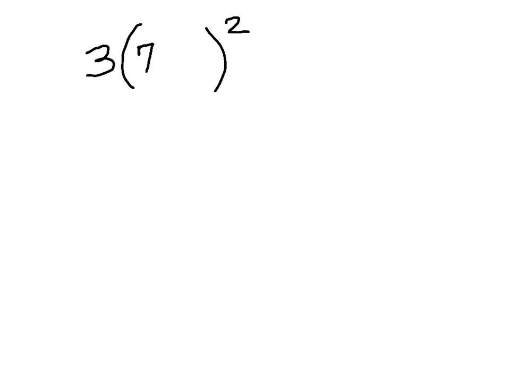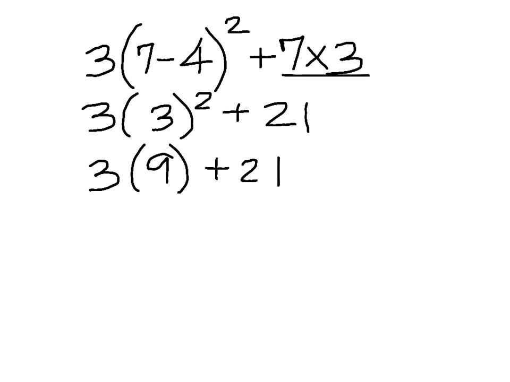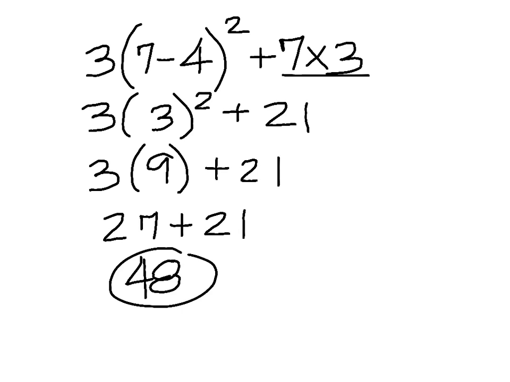3 times the quantity squared of 7 minus 4. Close the quantity and add 7 times 3. On the bonus problem, go to the parentheses first. 7 minus 4 is 3. You can do the 7 times 3 now and get 21. 3 squared is 9. And 3 times 9 is 27. 27 plus 21 is 48.